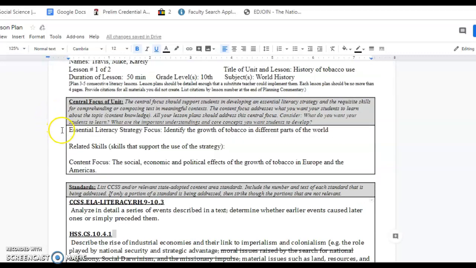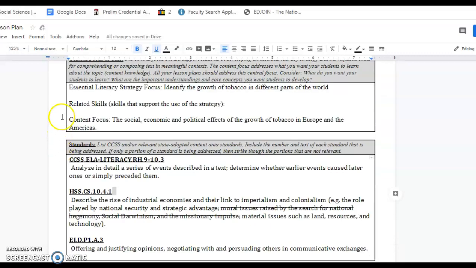For our essential literacy strategy focus, it's identify the growth of tobacco in different parts of the world, and content focus is going to be the social, economic, and political effects of the growth of tobacco in Europe and in the Americas. And the way we're going to back all of this up is with these standards down here.